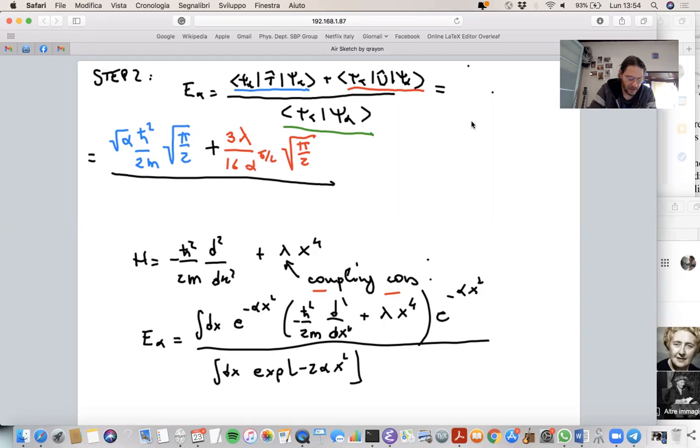And the norm is trivially root of pi over 2 alpha to the minus 1/2. So say I can use same notation. So this is alpha to the minus 5/2. And so I can use this and say that this is actually alpha to the 1/2.